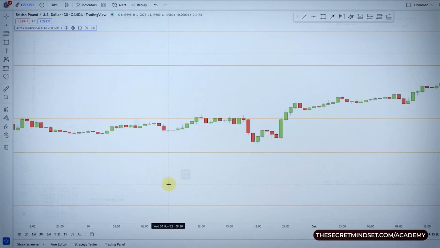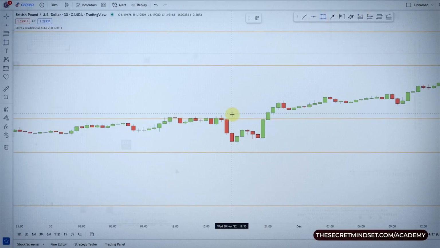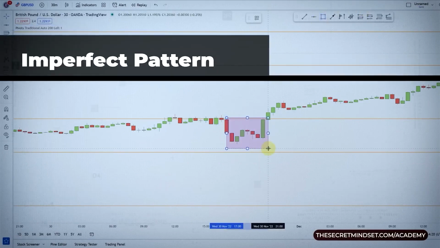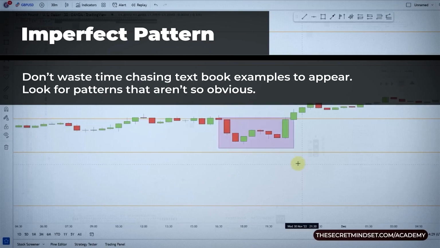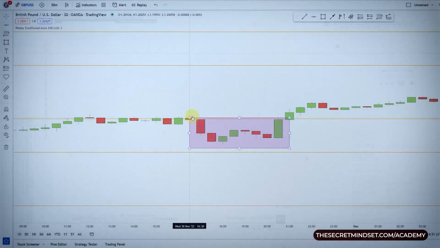Let's move to pound dollar on the 30-minute time frame. Again, an imperfect setup. I insist on showing these signals because in real time, you will waste a lot of time if you're chasing the textbook example to appear.